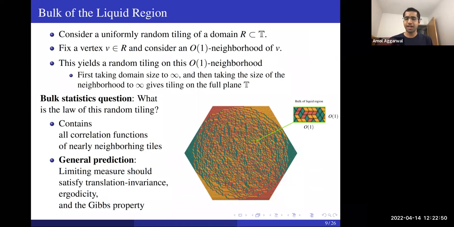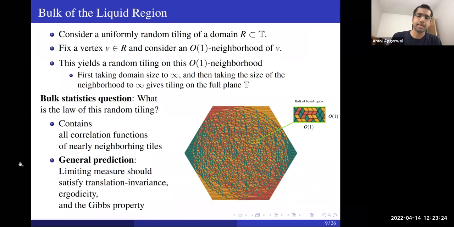But this full plane cannot actually see the boundary. The green box is exhausting the plane, but much more slowly than the domain itself is, and therefore the green box can't actually see the boundary. But we'll see that it can feel it in a sense. So again, the bulk statistics question is basically what is the law of this random tiling? You can think of it as either the law of the random tiling on some 10 by 10 box, or on some infinite domain that's growing to infinity very slowly.